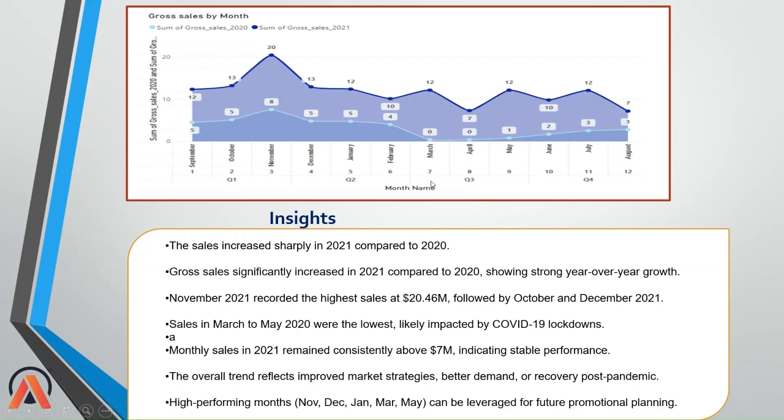Monthly sales in 2021 remain consistent above 7 million, indicating stable performance. The overall trend reflects improved market strategies, better demand, or recovery post pandemic. High performing months like November, December, January, March, and May can be leveraged for future promotional planning.